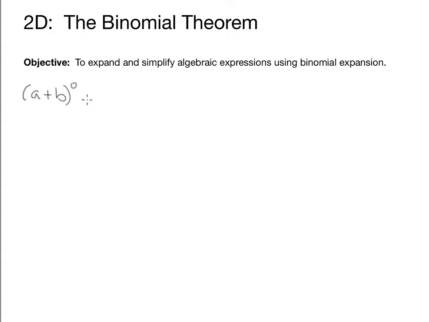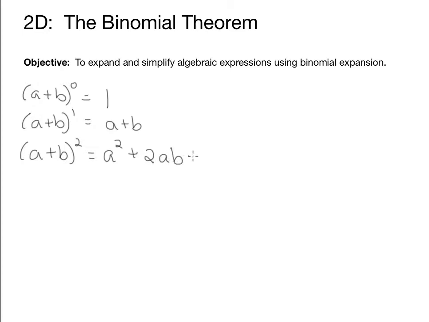Like we know that a plus b to the 0 power is equal to 1, because anything raised to the 0 power is 1. We know that a plus b to the first power is equal to just a plus b. I don't have to write the first degree. And in section 2a, we learned that a plus b squared is equal to our first term, which in this case is a squared, plus 2 times our first term times our last term, plus our last term squared.